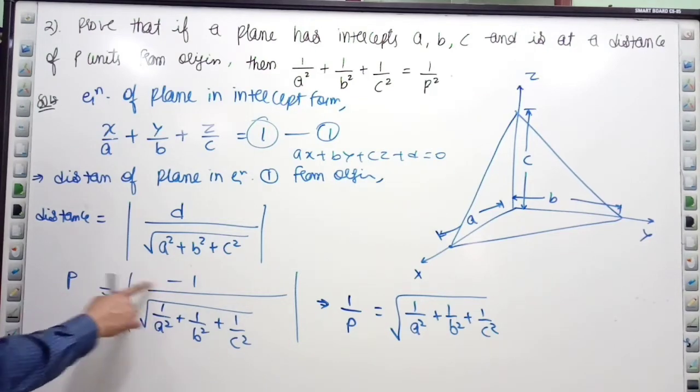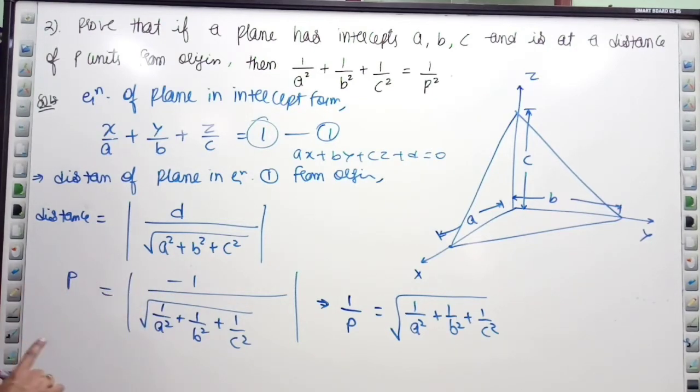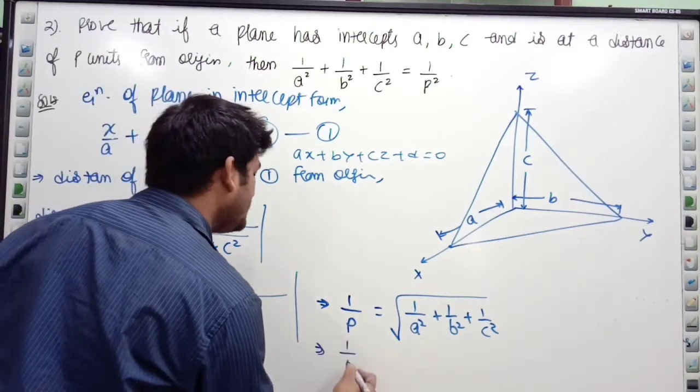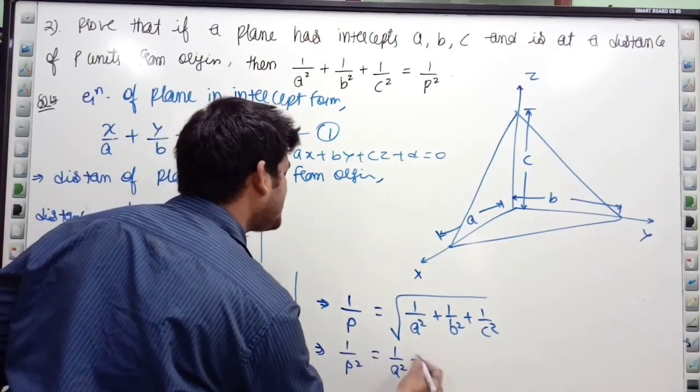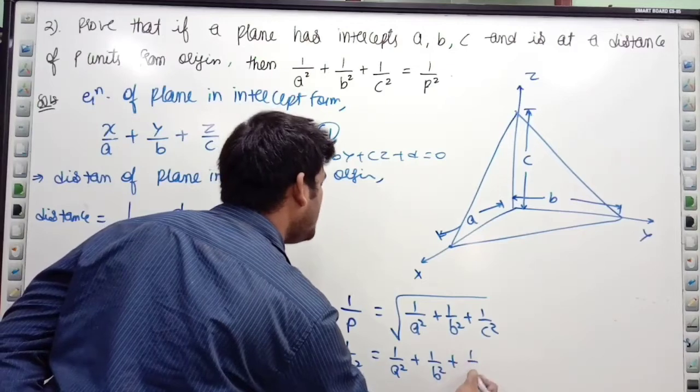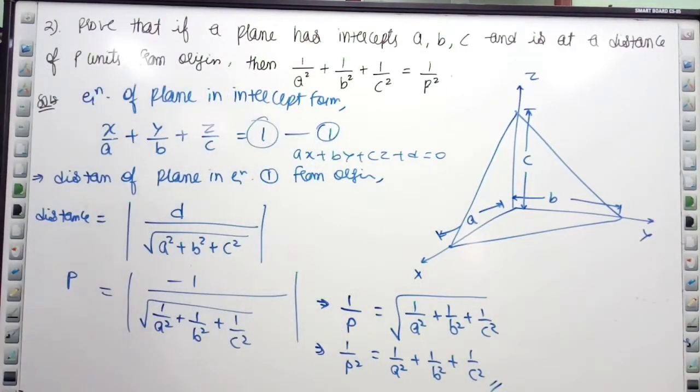Reciprocal minus will be positive because of the modulus. Squaring both sides. So 1 upon p square equal to 1 upon a square plus 1 upon b square plus 1 upon c square, and this is the answer.